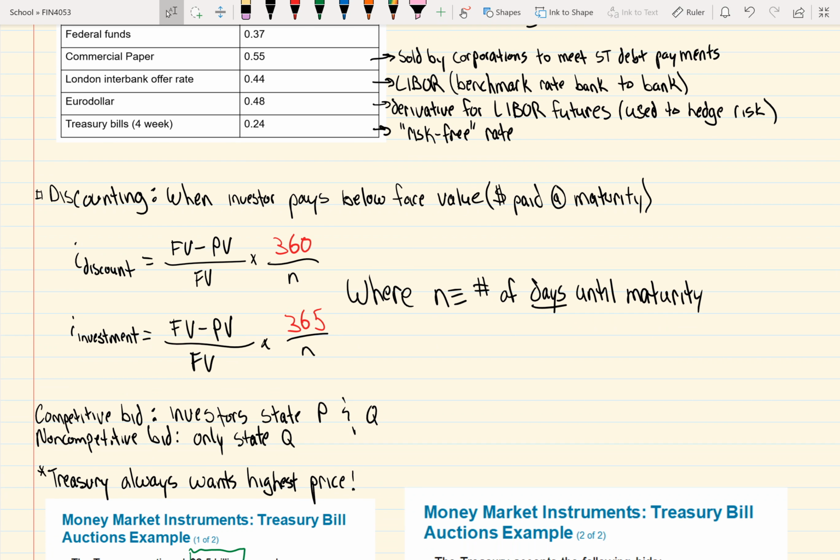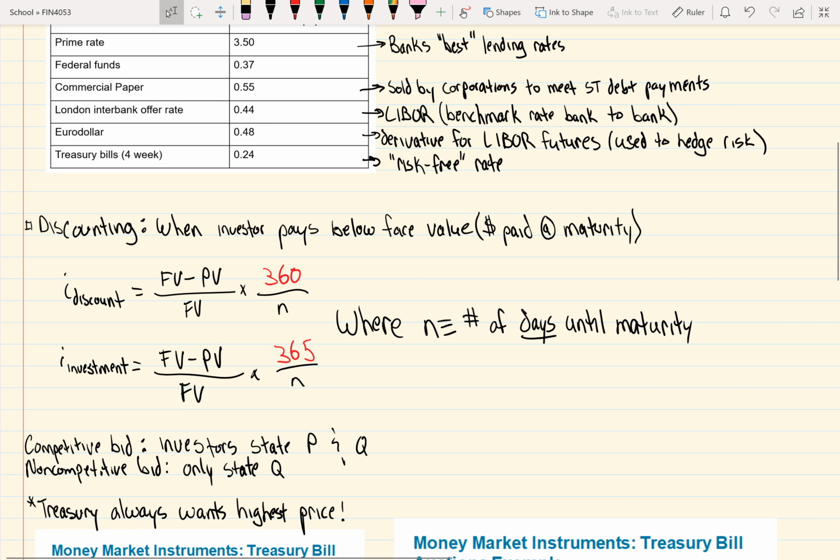Now on to discounting. Discounting is when an investor pays below face value for a money market instrument. So obviously the present value would be less than the face value, or what would be paid at maturity. I thought this could also be slightly confusing, and it's just a very small difference between these two interest rate calculations. Again, the discounting would be when this is less than this.